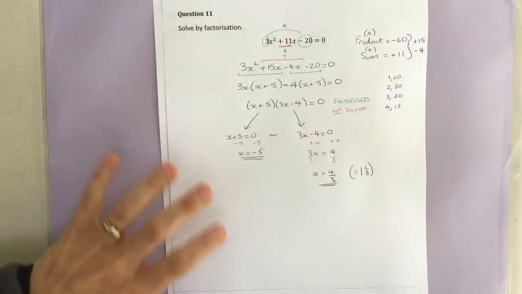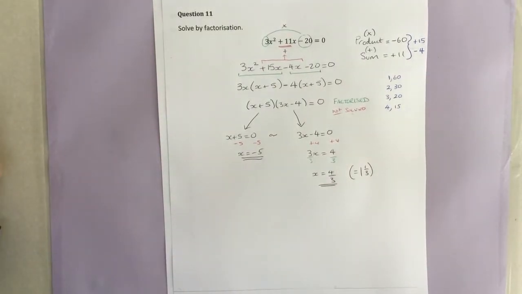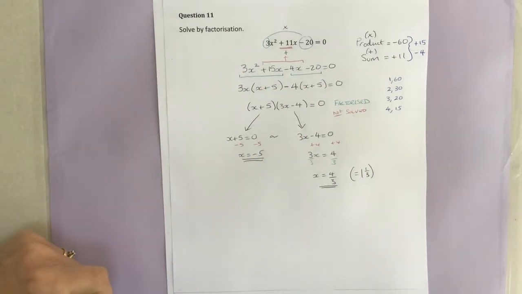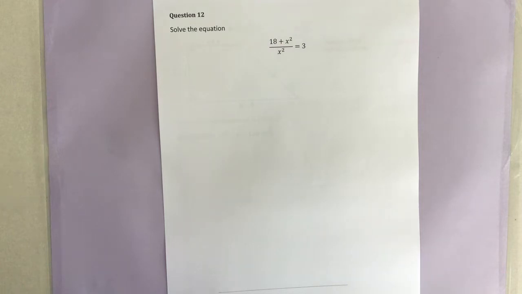Okay, so that's question 11. Question 12 then is slightly different. And question 11, by the way, is very similar to the 10 that went before. So the other questions were all like this. This is sort of the hardest one, if you like, with the hardest numbers in. Okay. Question 12 then, slightly different now.